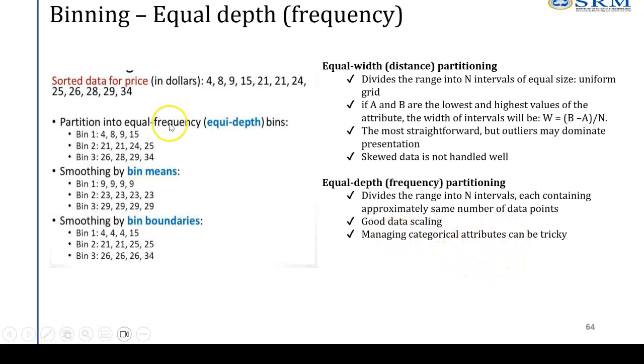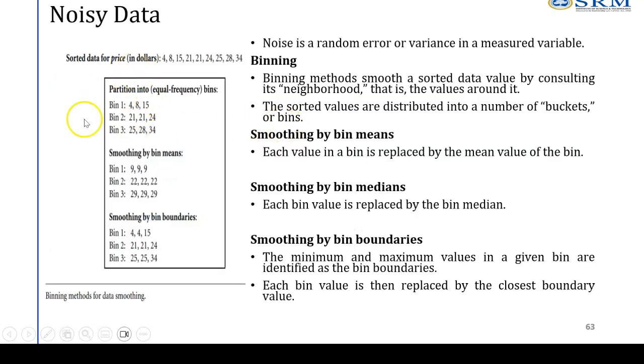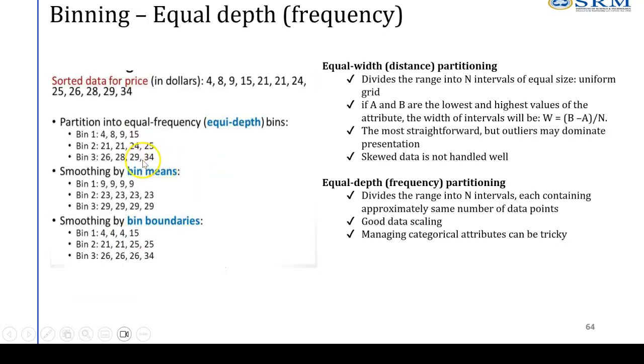Now let us see about equal frequency, equidepth bins, which we have already seen in the previous example. So now let us take an example: 4, 8, 9, 15, 21, 21, 24, 25, 26, 28, 29, 34. Now we are partitioning it into equal frequency, that is equidepth bins. We are just going to divide the range into n intervals, each containing approximately the same number of data points.